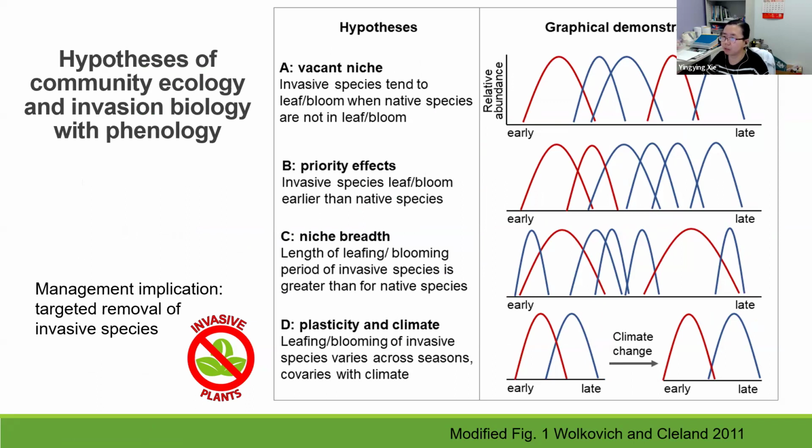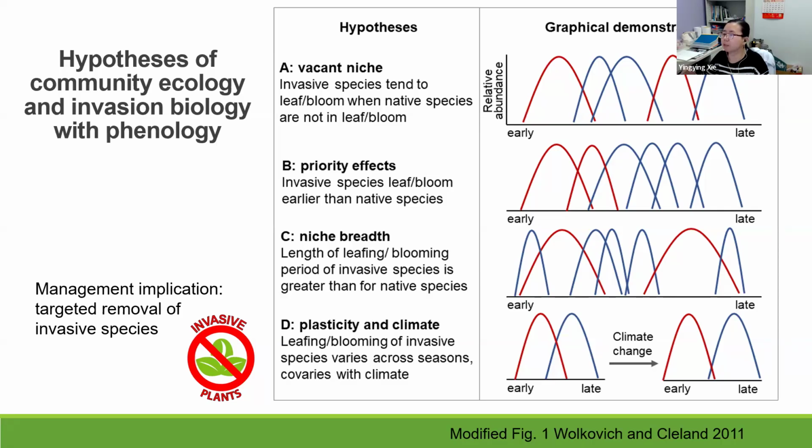Let's see, from the top, the first is vacant niche. If you look at the graph, the red curve represents the invasive species. Invasive species can occupy the open temporal niche, where they can leaf out and bloom to use that open resource to compete with native species. The second is the priority effect, which means we generally expect to see earlier leafing out or blooming time from invasive species because they can use this early resource that native species don't use much.